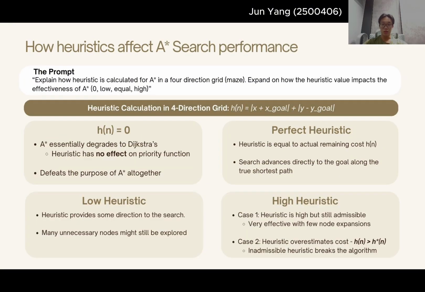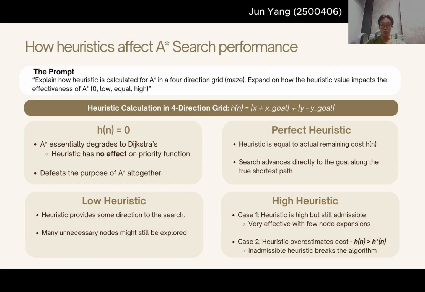The quality of a heuristic H(n) directly determines how efficient A-star is. In a four-direction grid, we use Manhattan distance as our heuristic, the total horizontal and vertical steps to the goal with no diagonals. If the heuristic H(n) is 0, A-star has no direction and degrades to Dijkstra's algorithm.